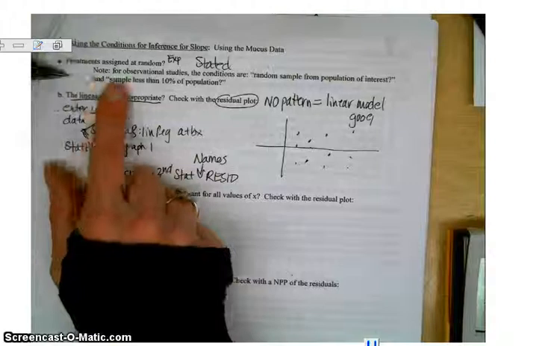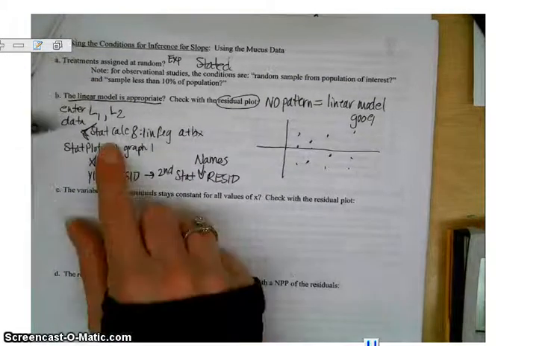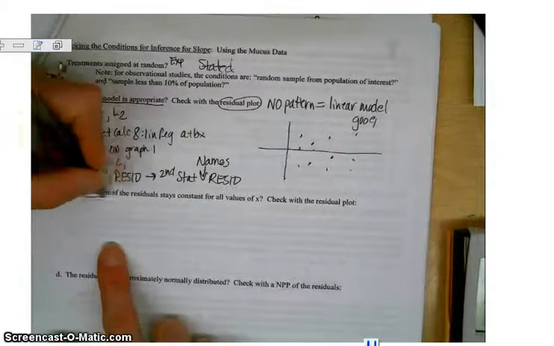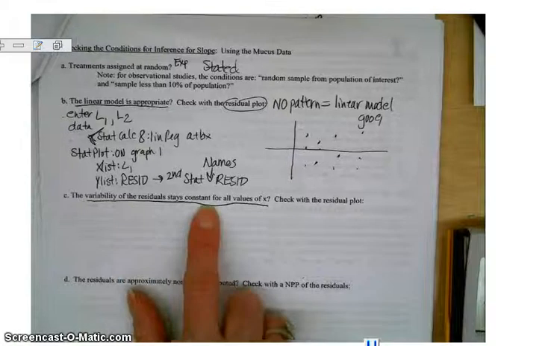So first we just checked to see were the treatments assigned at random or was it a random sample, and then we looked at the residual plot to see if a linear model is appropriate, and then the variability of the residuals stays constant for all values of x. Well, guess how we check that? We check that with the residual plot too. Okay, how do we decide the variability of the residuals stays constant for all the values of x?